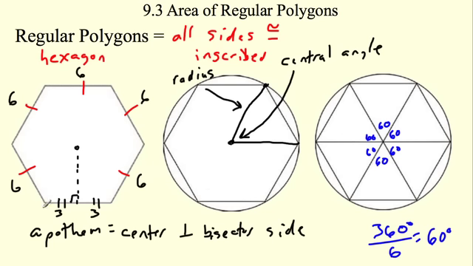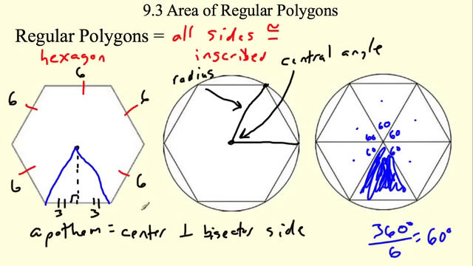But basically, if I want to find the area of this, what am I going to do? I'm going to find the area of these triangles. So here's a triangle right here. How many triangles do I have? I've got 1, 2, 3, 4, 5, 6. So all I've got to do is take the area of one of these triangles and multiply it by 6, because there's 6 of them.